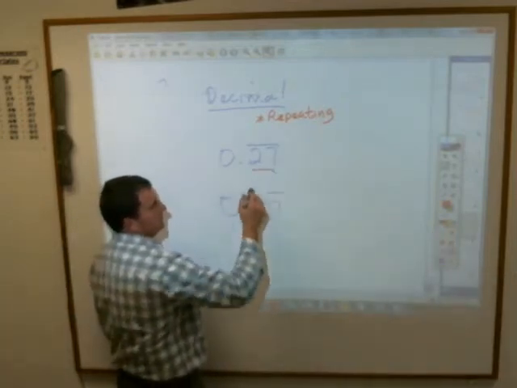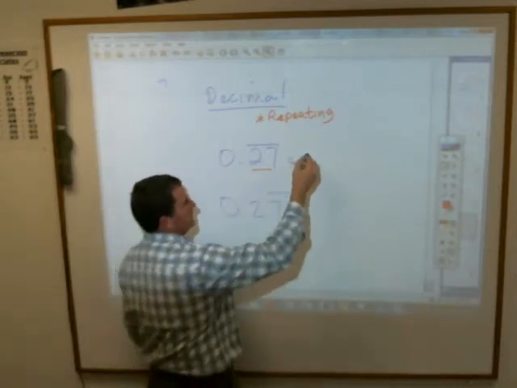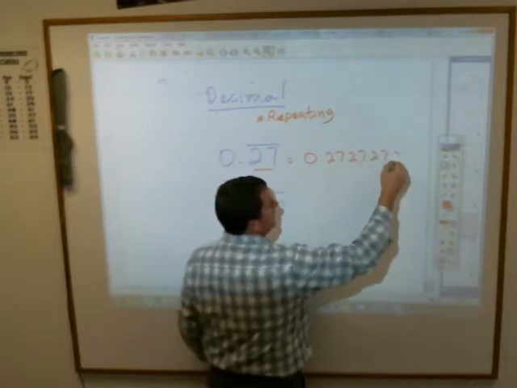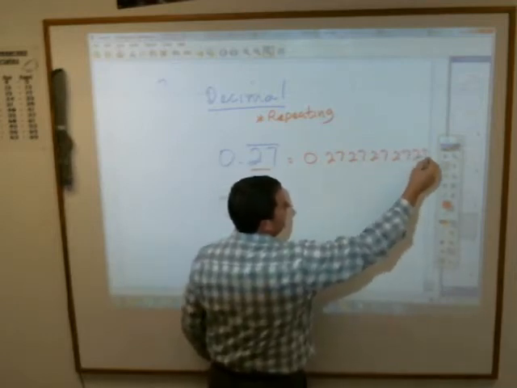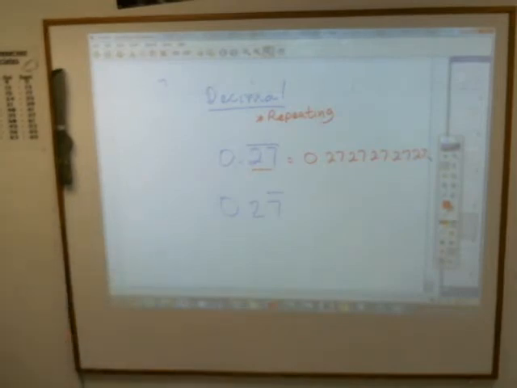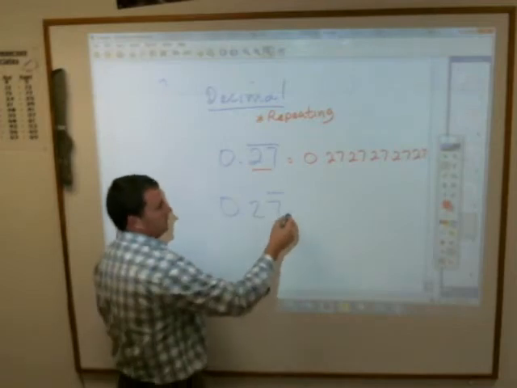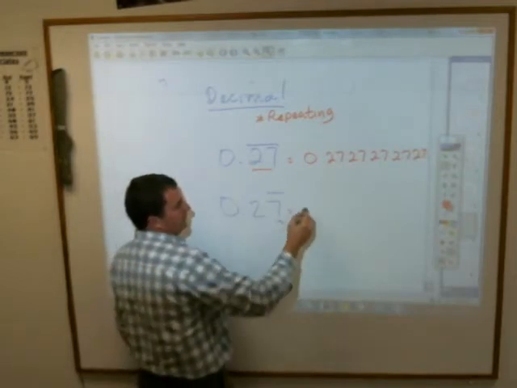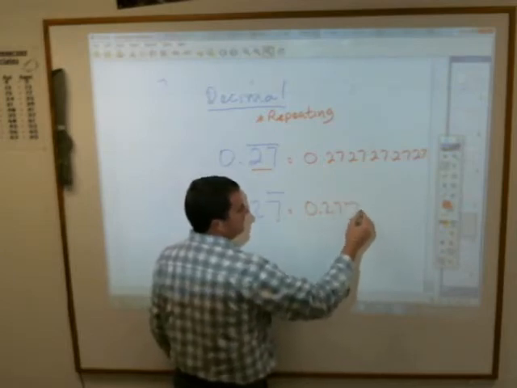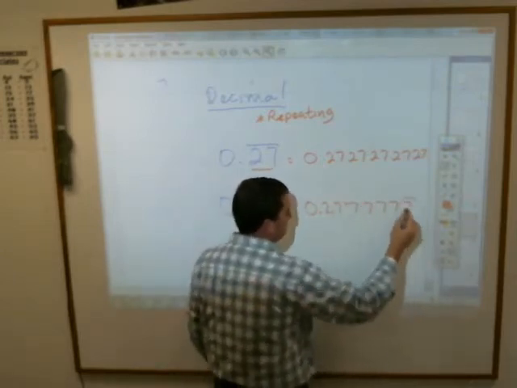So in this case here, if you were to write this out, it goes on forever and it looks like this: 0.27, 27, 27, 27, 27. And since I don't want to waste your entire life, we're going to stop with that. We'll put 3 little dots there. It goes on forever. Okay, in this case here, it's only the 7 that repeats. So it's 0.2, 7, 7, 7, 7, 7, 7, 7, and boom. Okay.